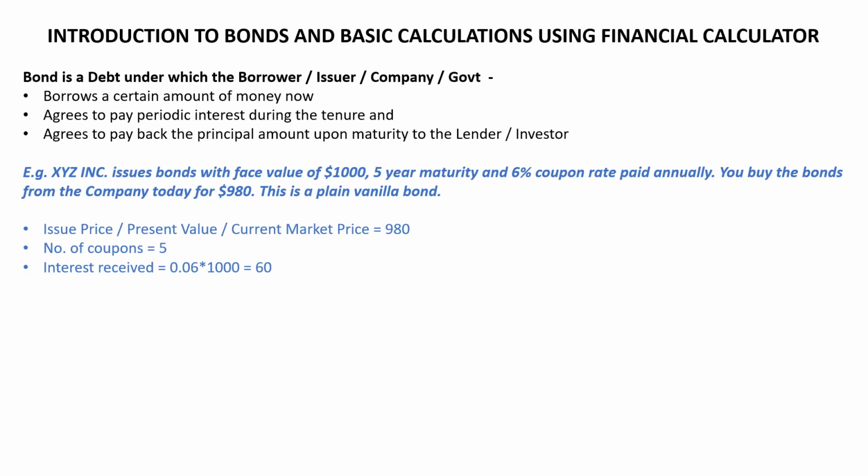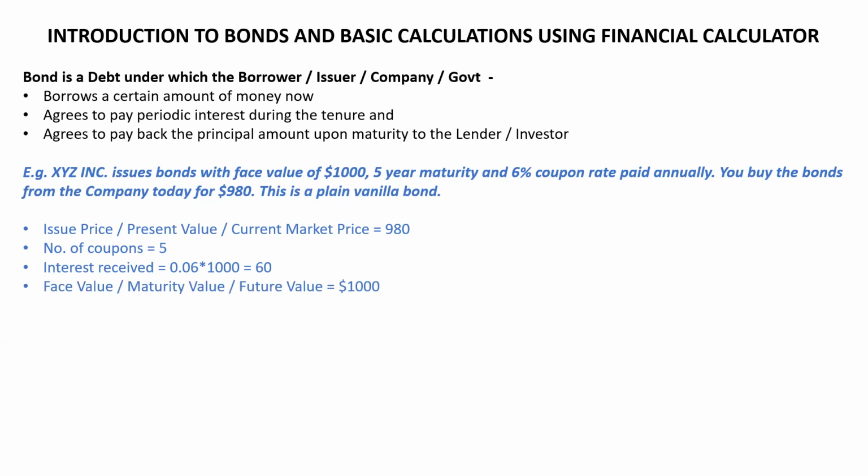Now, what is the amount of interest that you are getting? Interest is also known as the coupon. So the interest received is 6%, which is 0.06 multiplied by the face value, 1000. So we are getting the answer as 60. So every year for the next 5 years, the company will give you $60.